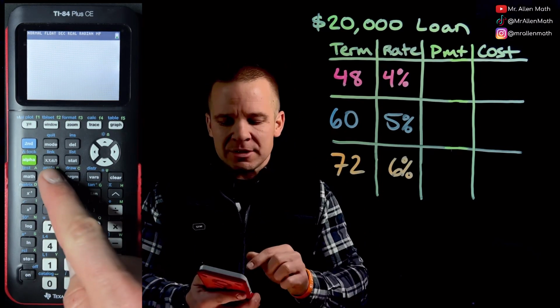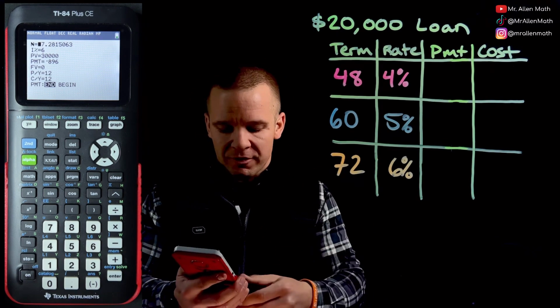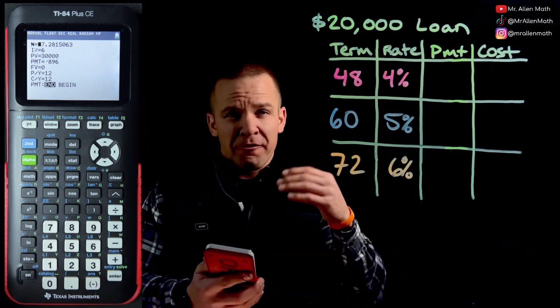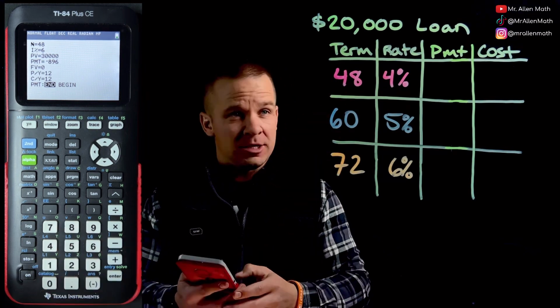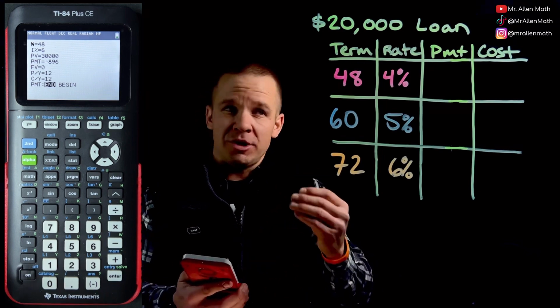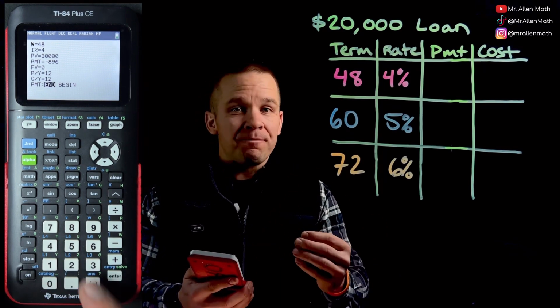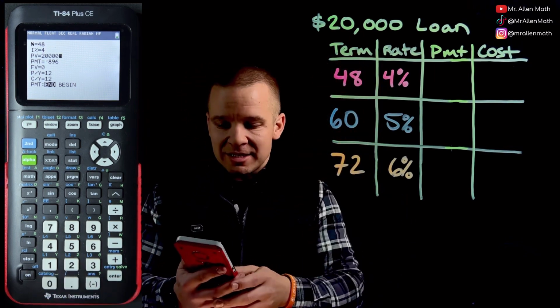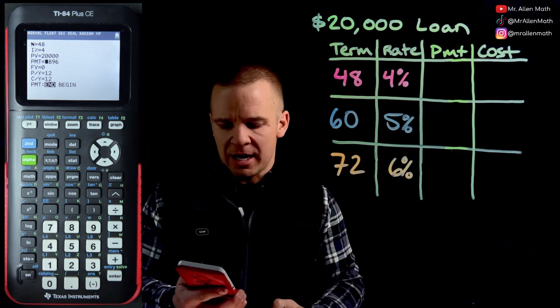We're going to hit apps. We're going to click finance, which is our first choice, and then TVM solver. That's time value of money. Now the first here is N. That's our number of months, our term, which will be 48 for this one. Then the second one down is our interest rate, which for ours is 4%. Then if we arrow down again, that's the total amount of the loan. So $20,000 for this particular one. You can just write over whatever you have in there, clear it out, type it in.